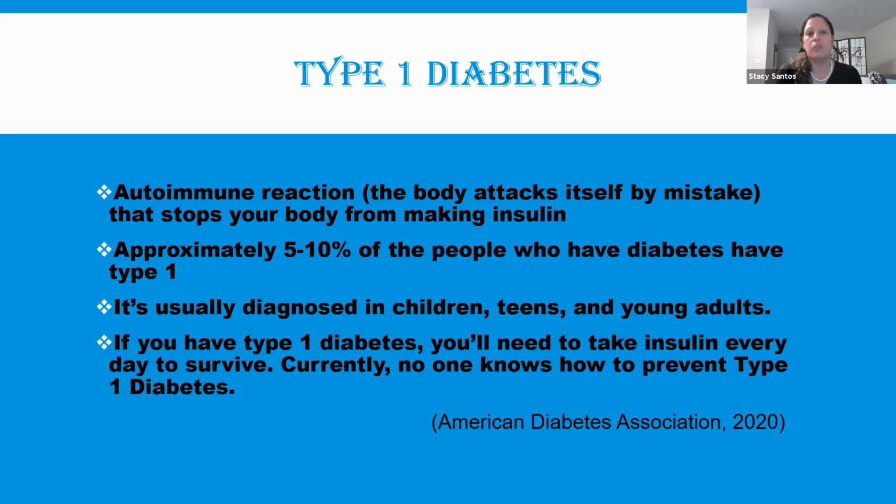Approximately 5 to 10% of the people who have diabetes have type 1. It is usually diagnosed in children, teens, and adults. If you have type 1 diabetes, you'll need to take insulin every day to survive. Currently, no one knows how to prevent type 1 diabetes. And that came from the American Diabetes Association 2020. I cite the slides at the bottom, and I will have links at the end, so that if you want to look at more research, you can certainly do that.